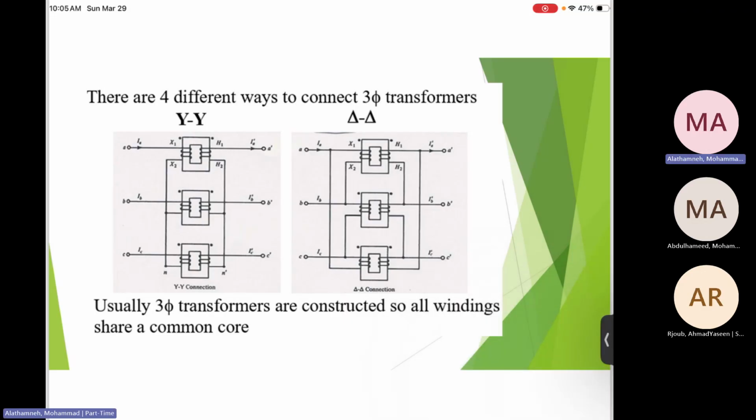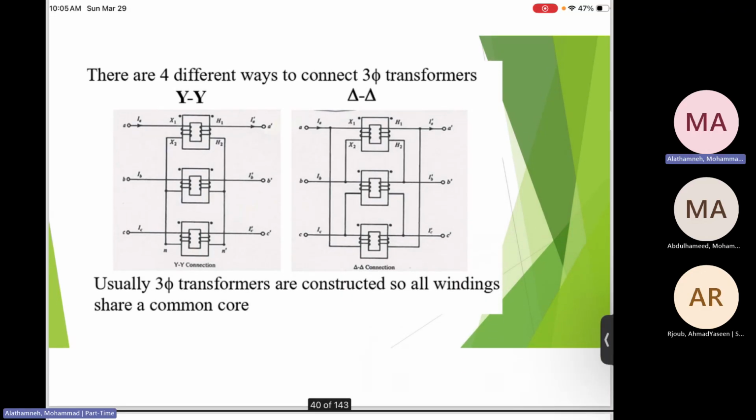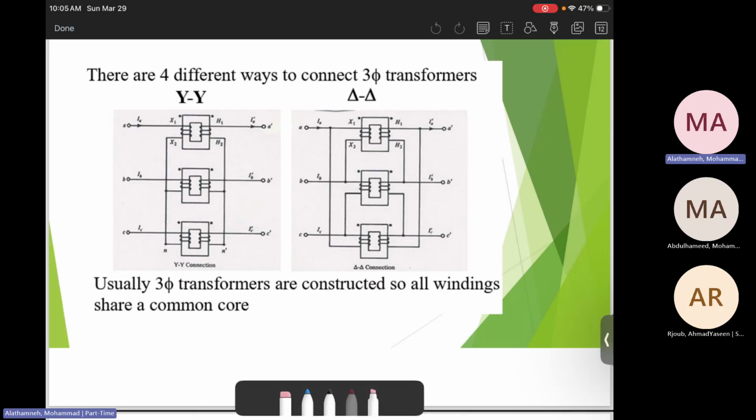Basically, we can connect any three-phase transformer in three ways, which can be Y to Y, delta to delta, Y to delta, and delta to Y. Then the thing that we need to know is how to distinguish if this connection is a delta and if this connection is a Y.